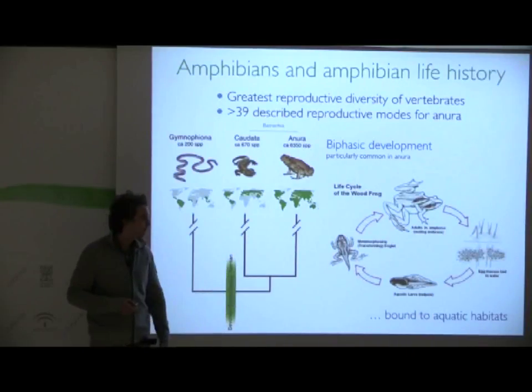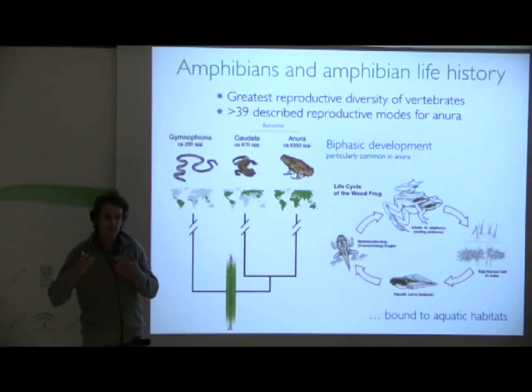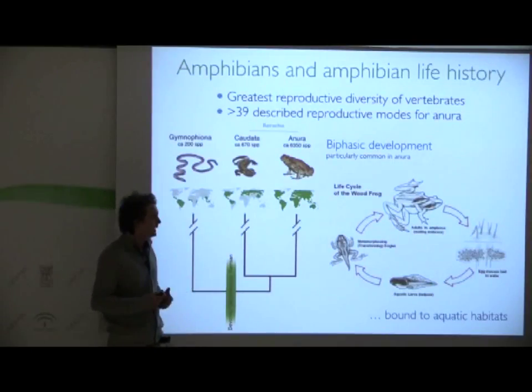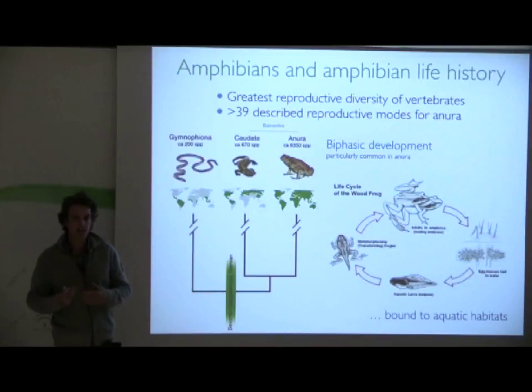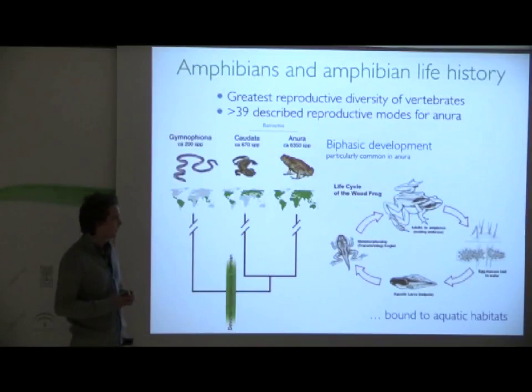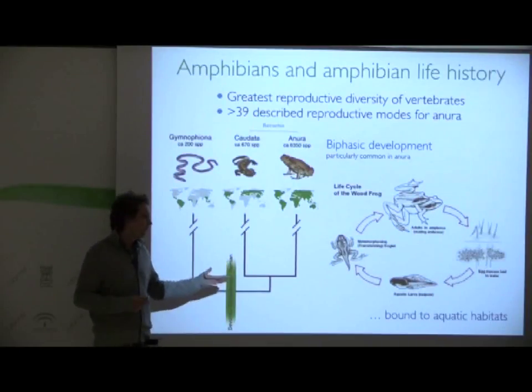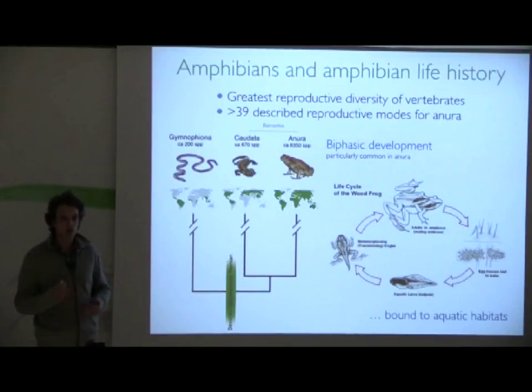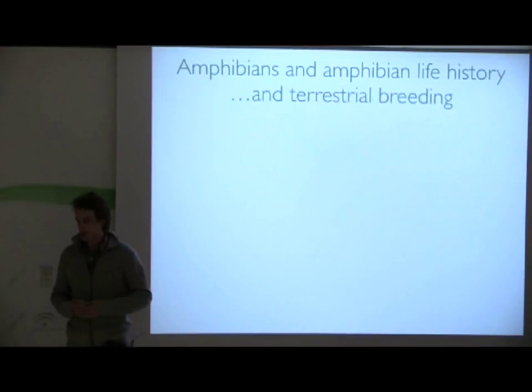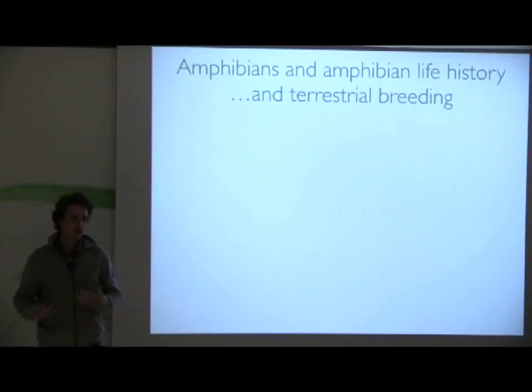And these larvae hatch from eggs laid in water. And then they undergo this quite drastic change, metamorphosis, to become these ecologically, anatomically, and also physiologically very different terrestrial adults. So inevitably, amphibians tend to be bound to aquatic habitat because of this mode of reproduction. But that's not always the case, and you have differing degrees of terrestrial breeding in amphibians.